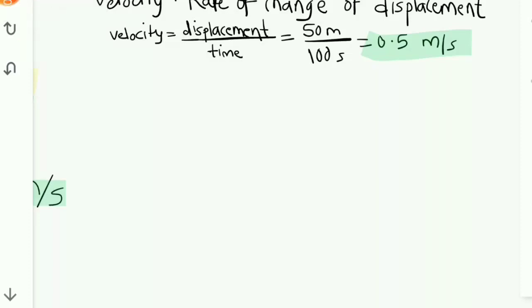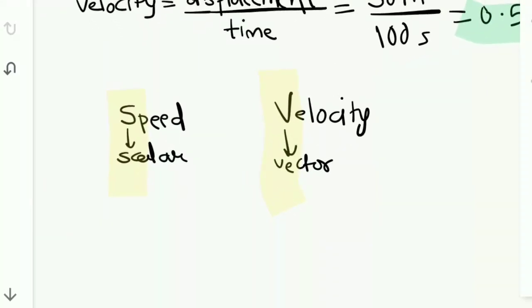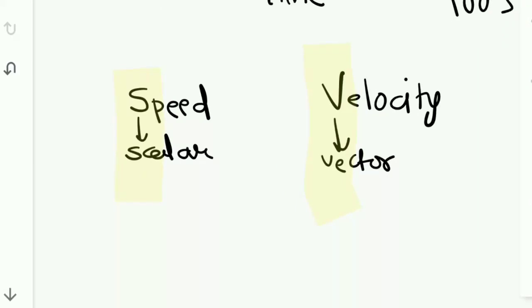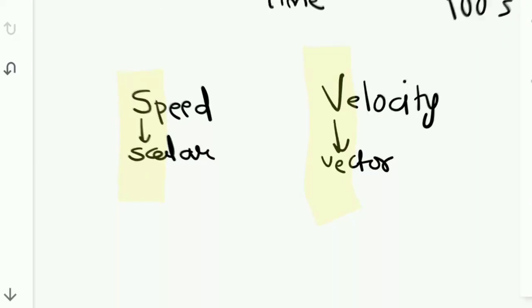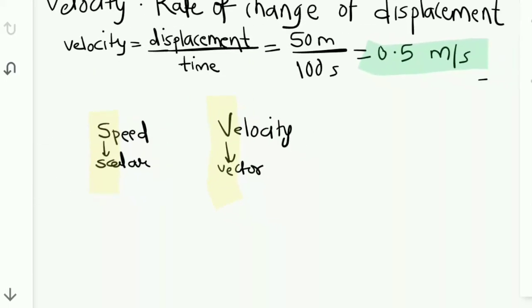So just like distance and displacement are pair of scalar and vectors, speed and velocity are also pair of scalar and vector. Speed is scalar and velocity is vector. And it's also easy to remember. S for scalar, so speed is scalar, and V for vector, so velocity is vector.